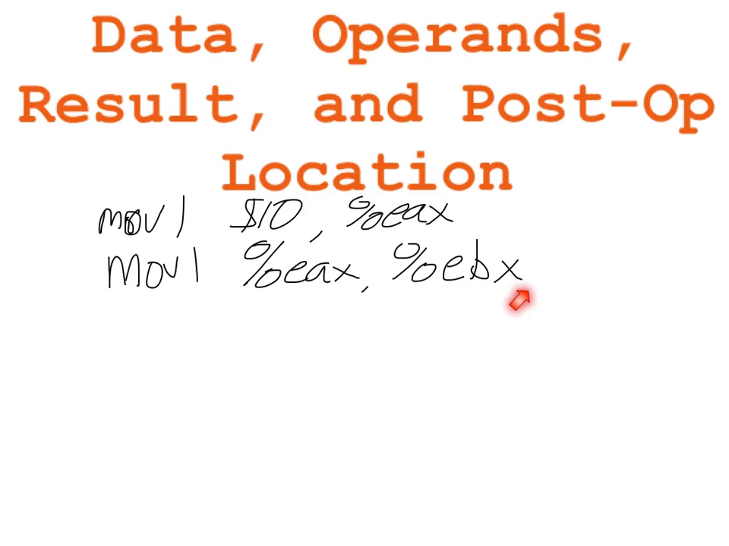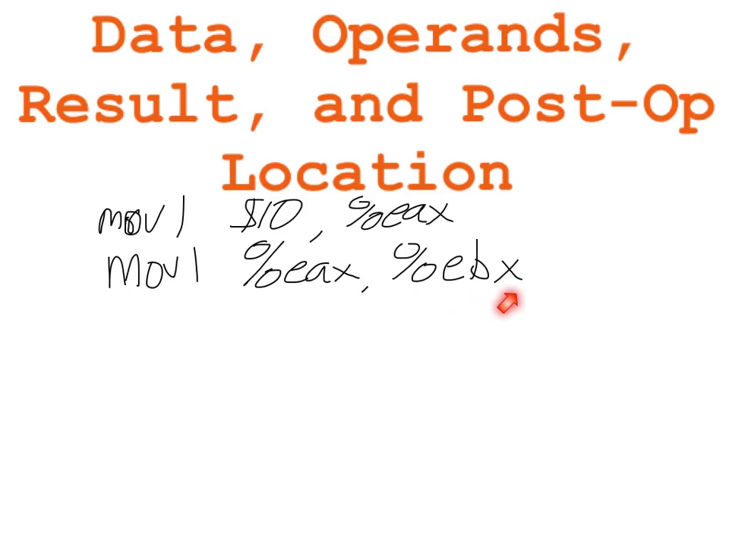The B register, in this case, or the destination, is what I like to call the post-op location. It's the location in which you save the post-operation information. So in this case, we're simply doing a copy, so the result and the data are going to be the same thing, but the operand, the location where the data is stored, namely the A register, is distinguished from the post-op location, which is the B register in this case.